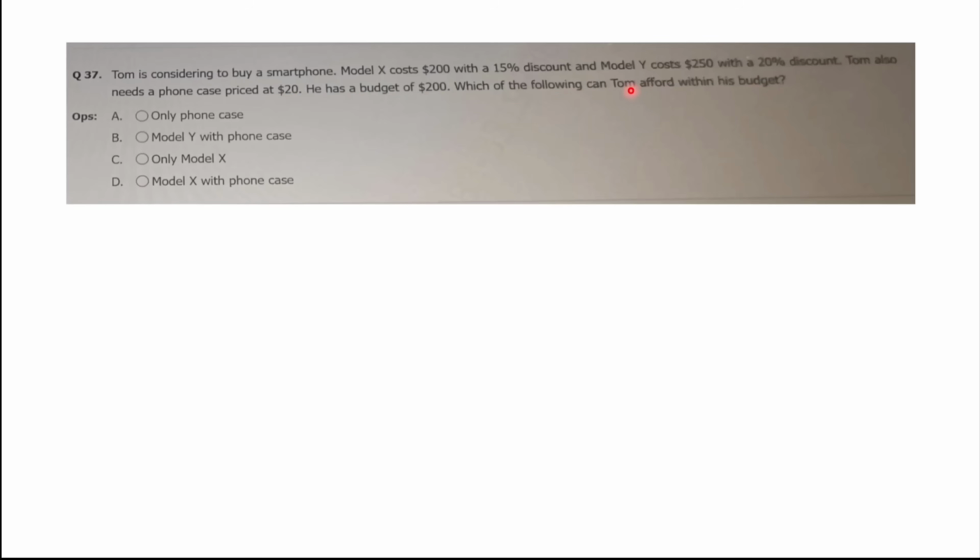So at first we need to calculate the cost after removing the discount. So let's calculate the discount first. For the Model X, the cost is $200 and the discount is 15%. So we need to write it as 15 by 100. So the zeros will be cancelled and then 15 into 2 is 30. So the discount is $30.